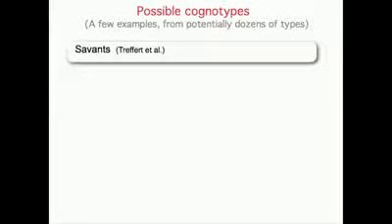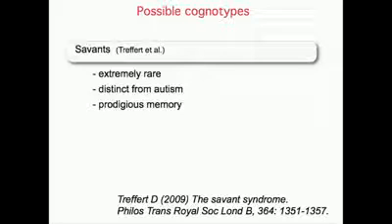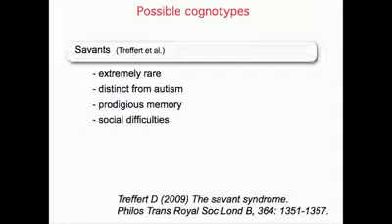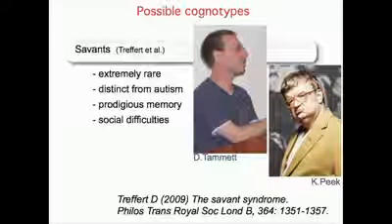Savants. These are a very rare genetic modification. They're not autistic, but they have these amazing memories. They can often sit down at a piano and play a piece that they've only heard one time. They tend to have difficulty in social situations. There are some very well-known ones. Daniel Tammet. Kim Peek was the model for the character in Rain Man, the movie.